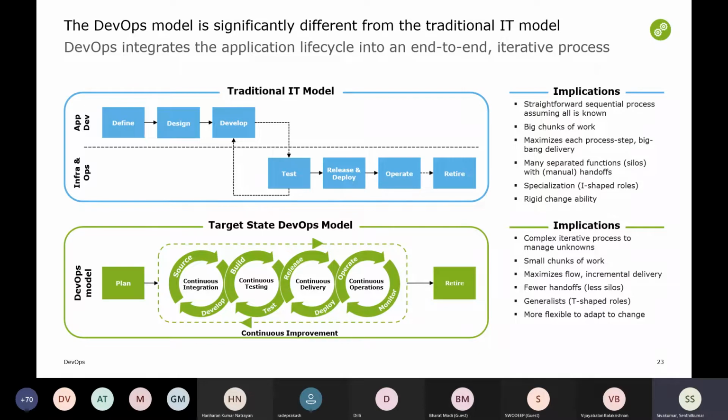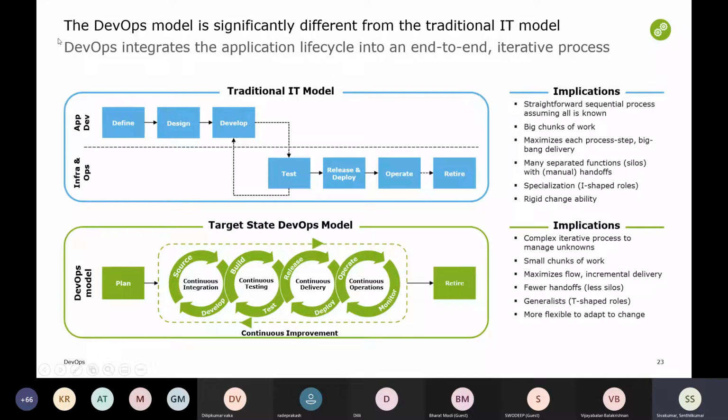The first one is the IT traditional model. In this old method, the developer has to define the process and it passes on to design, and design has to be developed. Once the development is done, it passes on to test, and the test feeds back to the development, continuous testing and continuous development, and then it is passed on to release, deployment, operations, and retire.